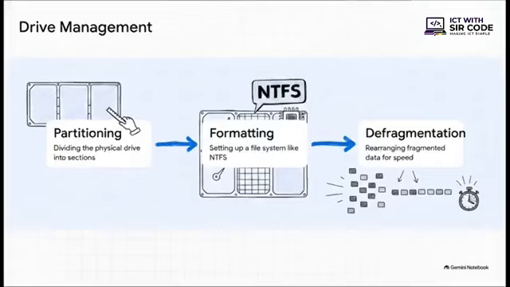Step 1 is partitioning. This is logically dividing up one physical hard drive into separate, distinct digital sections. Step 2 is formatting, where you set up a specific file system, like NTFS, so the computer knows exactly how to store data there. And step 3 is defragmentation. Actually, think of it this way. Over time, as you save and delete files, parts of files get scattered all across the disk. Defragmentation neatly rearranges that scattered, fragmented data, keeping the computer storage running incredibly smoothly and quickly.